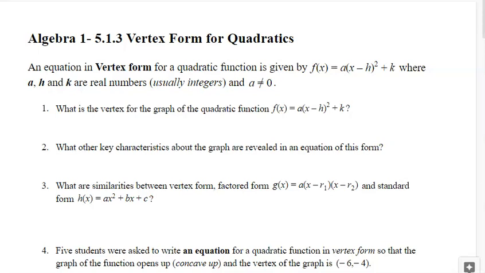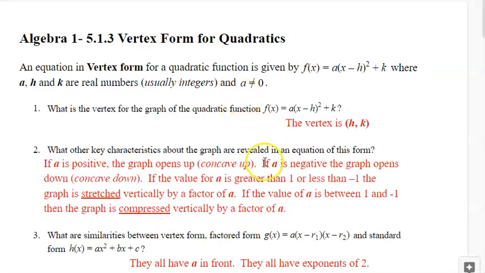The first question is, what is the vertex for the graph of the quadratic function? The second question is, what other key characteristics about the graph are revealed in this equation? And the third question is, what are similarities between the vertex form, which is the form you're seeing today, the factored form, which was in our last lesson, that's g of x equals a times x minus r1 times x minus r2, and standard form, which was h of x equals ax squared plus bx plus c.